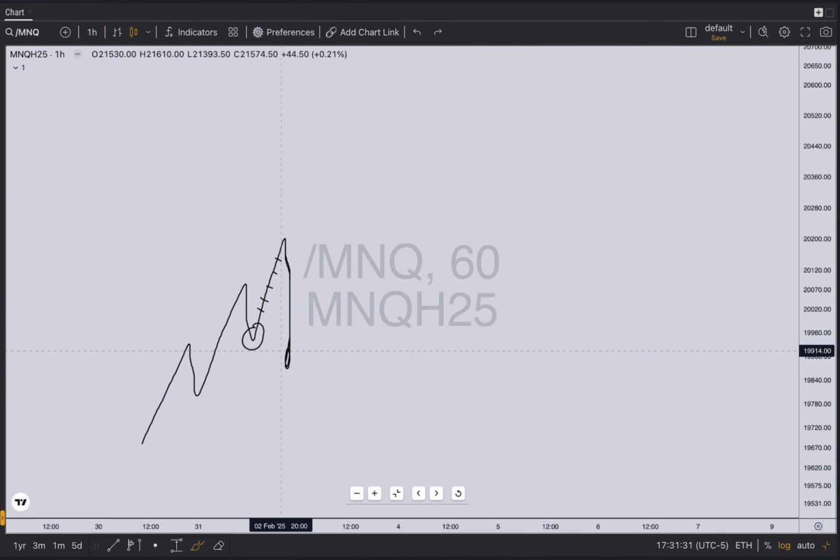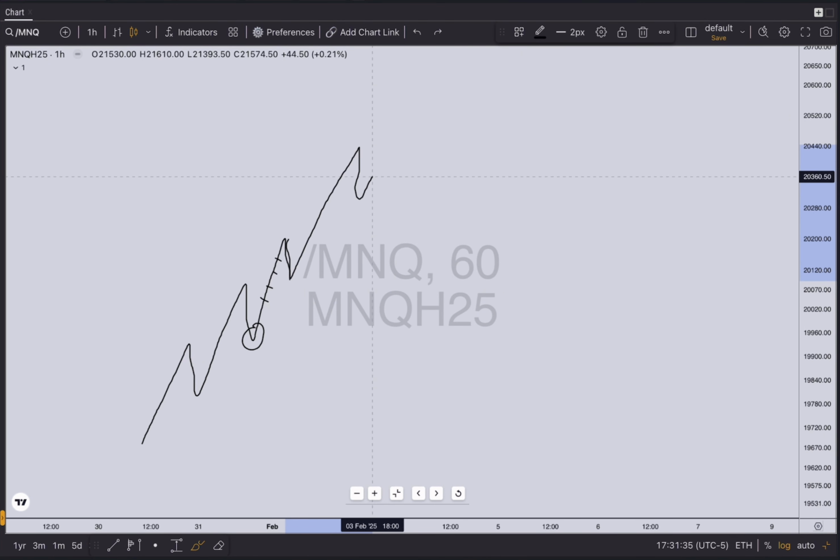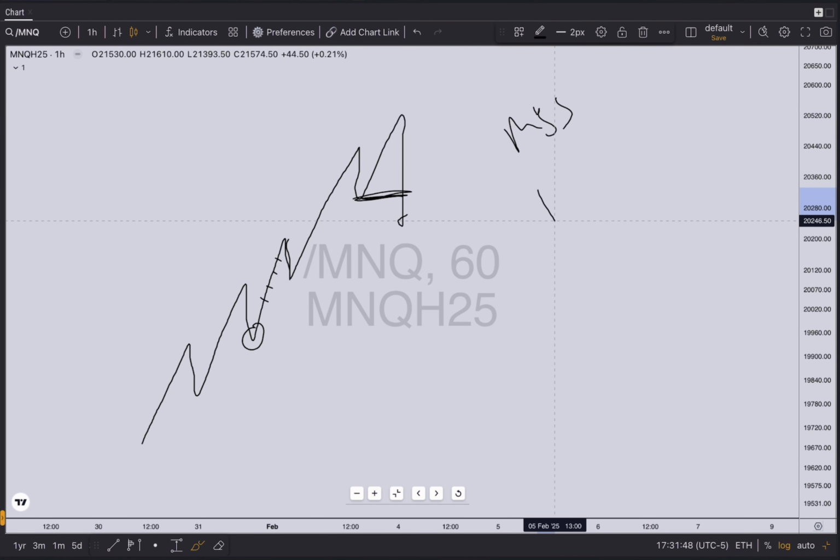But as soon as we retrace lower than the previous low and we have a candle close, not a wick, a candle close below the previous low, this is called a market structure shift, market structure break, change in the state of delivery, whatever. There's multiple names. We need the idea here.